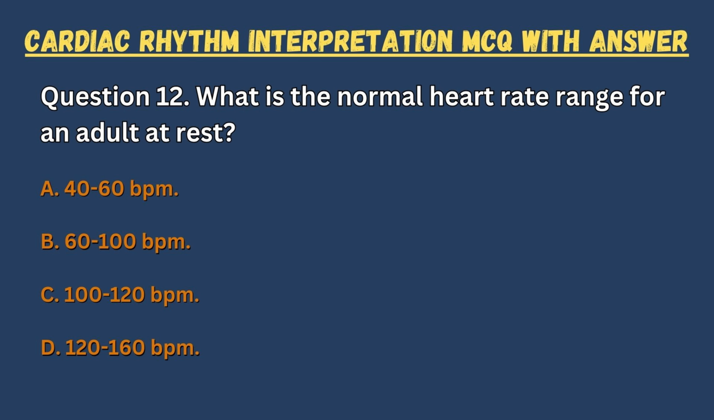Question 12. What is the normal heart rate range for an adult at rest? A. 40 to 60 BPM. B. 60 to 100 BPM. C. 100 to 120 BPM. D. 120 to 160 BPM.